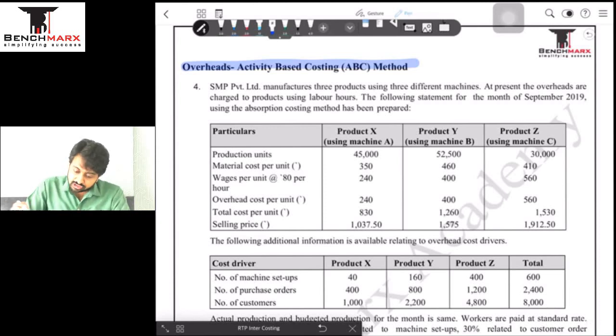A company manufactures 3 products using 3 different machines. At present the overheads are charged using the labor hours method, which means the absorption costing system is the labor hour method, that is total company overheads upon total labor hours. Then I am not concerned about how much setup you used or how many orders you placed, I have no lookout for that. That's my old or traditional method of absorption costing. Okay. The following statement is given for the month of September.